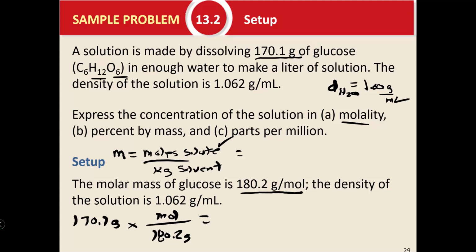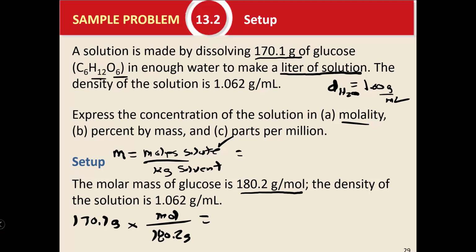Now, the tricky part is, how do we get kilograms of solvent? They don't tell us how much solvent we have. And this is where students get confused. They tell us we have a liter of solution, but they don't tell us the mass of the solvent.